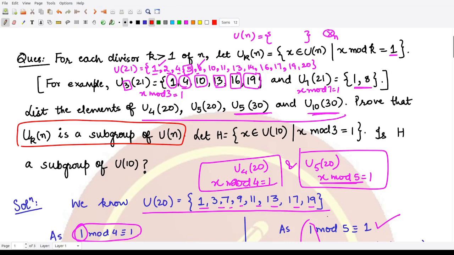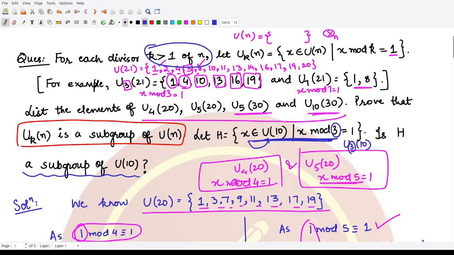Now coming to the third part, they say that H is a set which consists of all those elements of U10 such that x mod 3 is 1, and they ask you to check whether this is a subgroup of U10 or not. You have proved that UKN is a subgroup of UN whenever K is a divisor of N. In this case you are given mod 3, so actually this is U3 of 10.